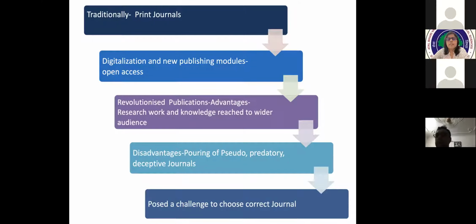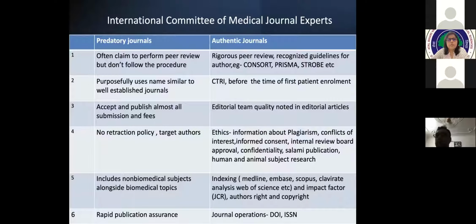In advantages, you can see that now the research work and the knowledge can be disseminated to a larger population and they can be benefited. However, the disadvantage is that now there is a pouring in of pseudo journals, predatory and deceptive journals. This definitely poses a challenge to the researcher on how to choose a correct journal. So the International Committee of Medical Journal Editors came to the rescue to help you out with certain points. How can you distinguish between a predatory journal and an authentic journal?